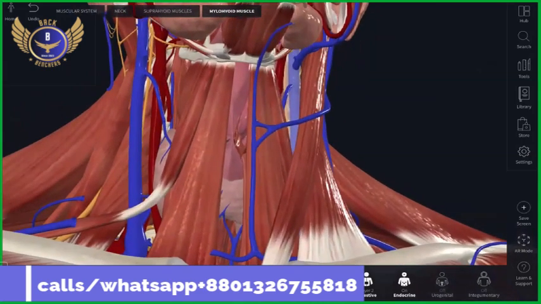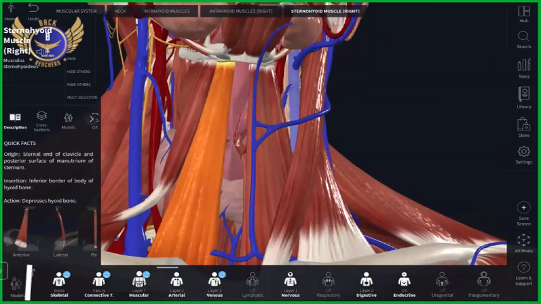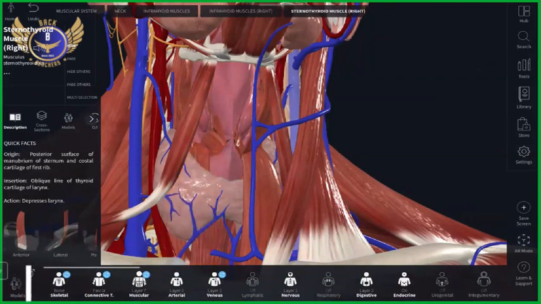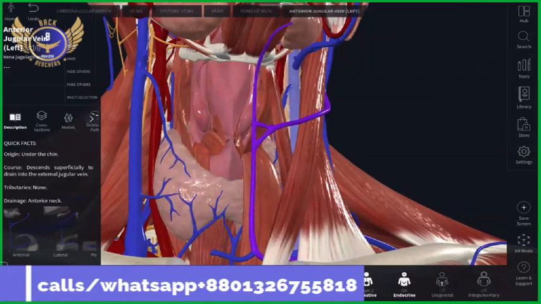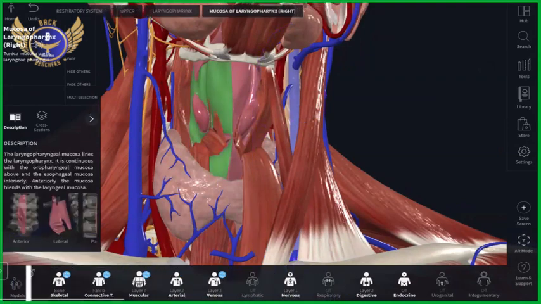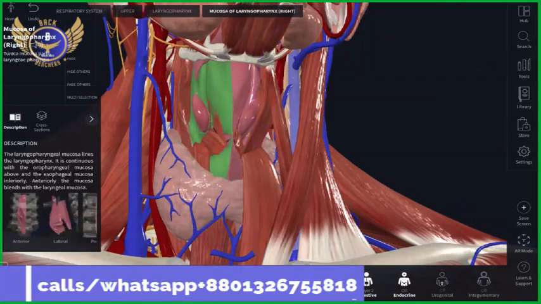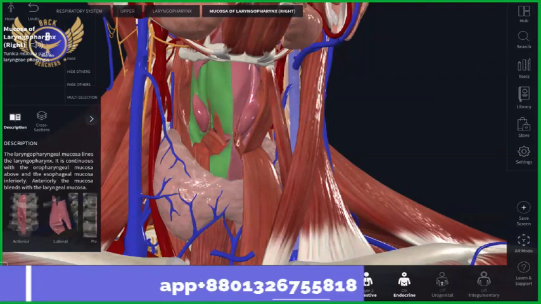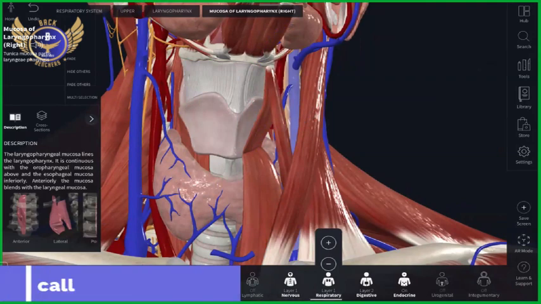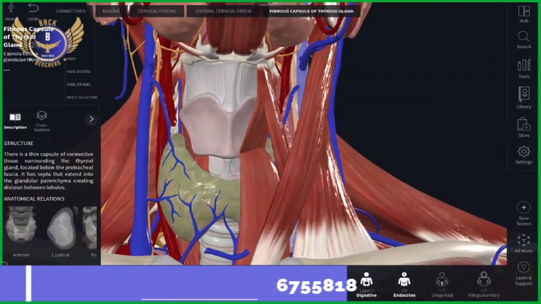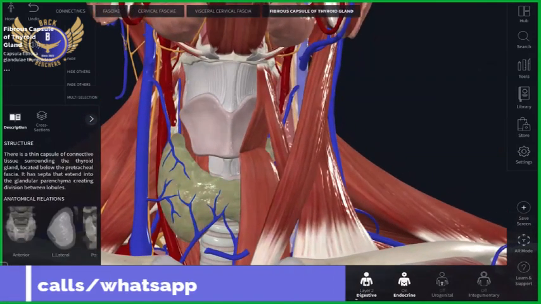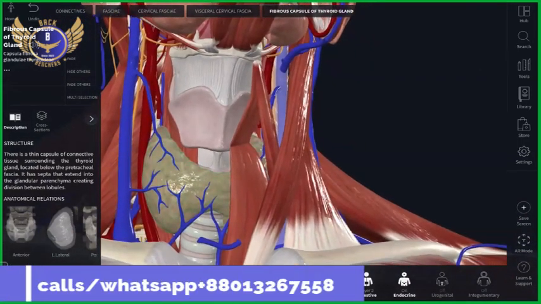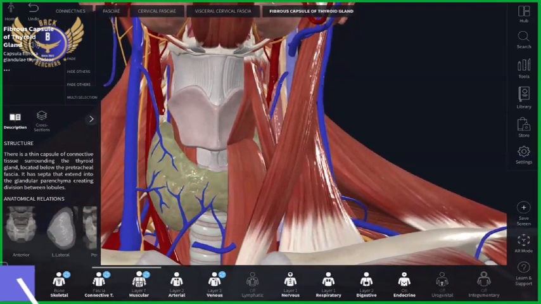Then the muscular triangle. Guys, they will never ask you the boundaries, but remember all the viscera in our neck. What are the viscera we have in our neck? Let me tell you the important ones: larynx, trachea, thyroid gland, then pharynx and esophagus, digestive. All of these are situated in the muscular triangle.